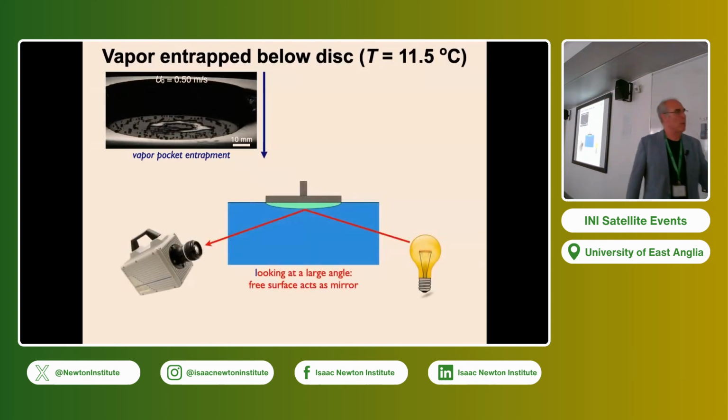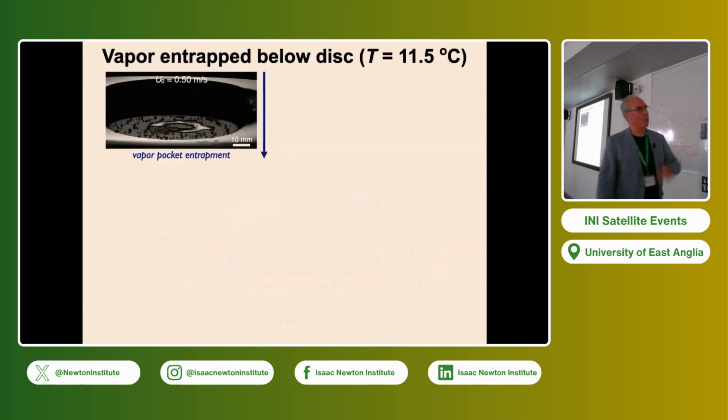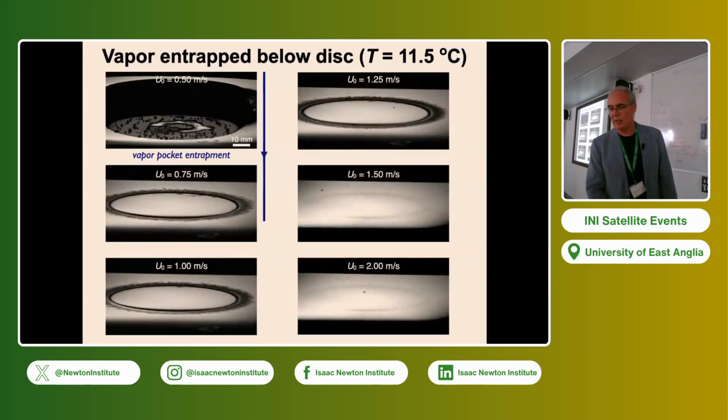How we make this movie is we look at a light source under an angle that is large enough to have reflection. So everywhere where you see a light is where you have a reflection from the vapor surface, and everything that is dark is where you have a diffuse reflection from the wetted disk. So if we increase the impact speed, then this is what we see.